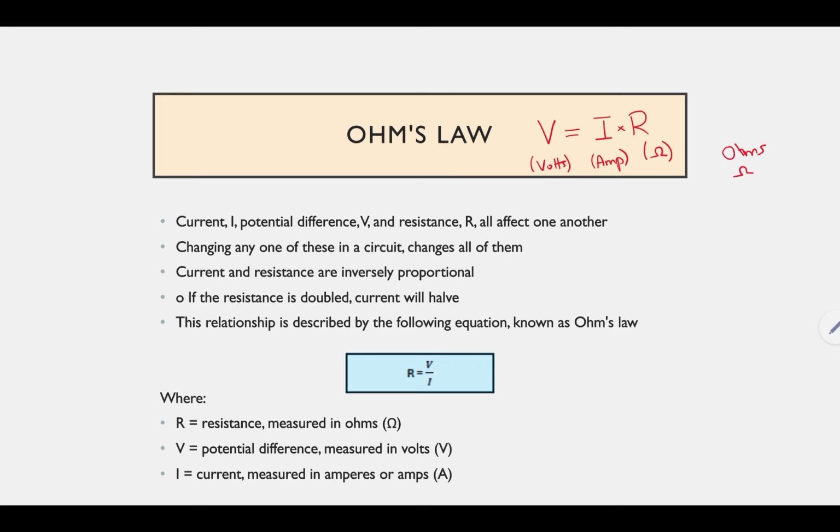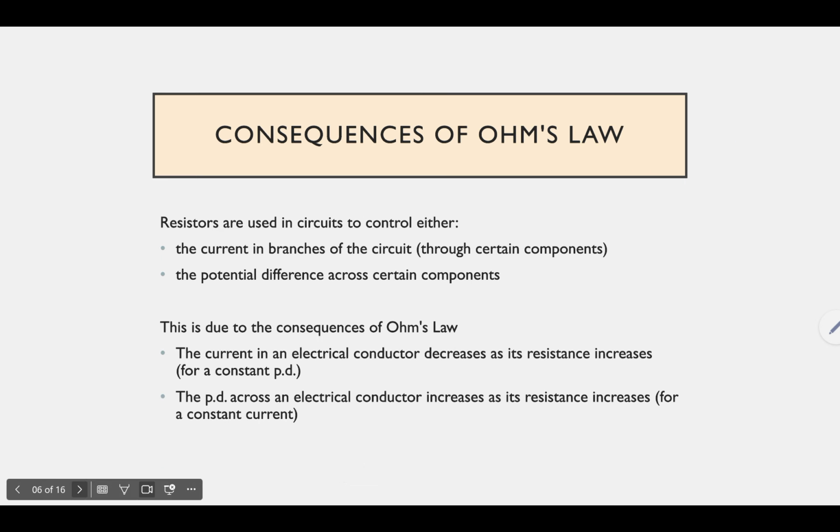Current and resistance are inversely proportional. So if you increase the resistance, current decreases, and vice versa. So if the resistance is doubled, current will be halved. This relationship is known as Ohm's law. Resistors are used in circuits to control either the current in branches of the circuit or the potential difference across certain components. This is due to the consequences of Ohm's law.